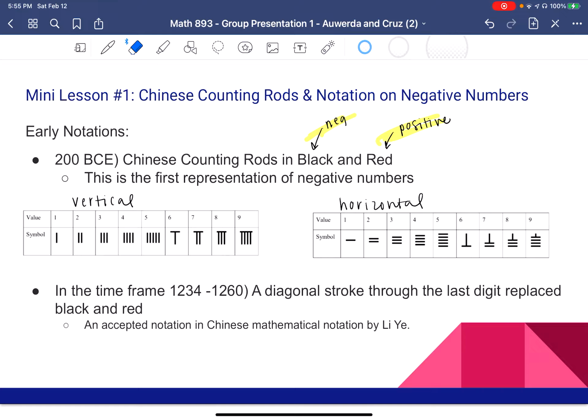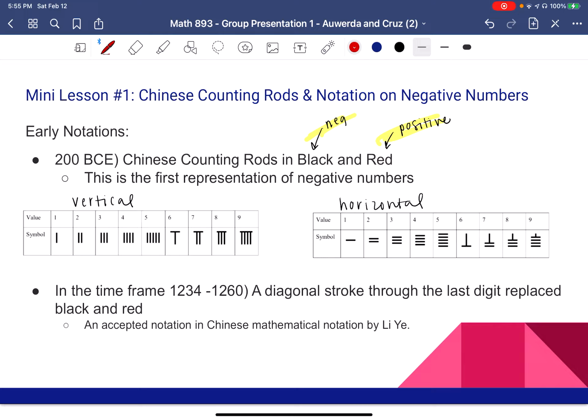There have been various forms of representing negative numbers, and the first mention of negative numbers can be traced back to the 200s before the Common Era, to the Chinese counting rods, where they used the color black to represent negative numbers and the color red to represent positive numbers. This is the first ever representation of negative numbers that we know of. They use vertical rods and horizontal rods to distinguish between different place values.